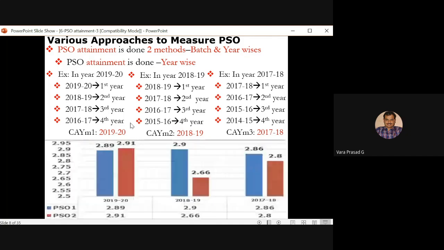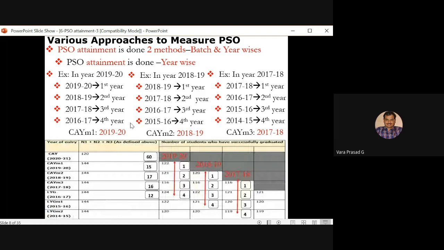So now, what is the drawback here? If you look at 2019-20, where you are calculating the PO attainment and PSO attainment, this student was admitted in 2019, this one in 2018, this one in 2017, and here 2016. It means different batches of students are taken while calculating the PSO attainment.